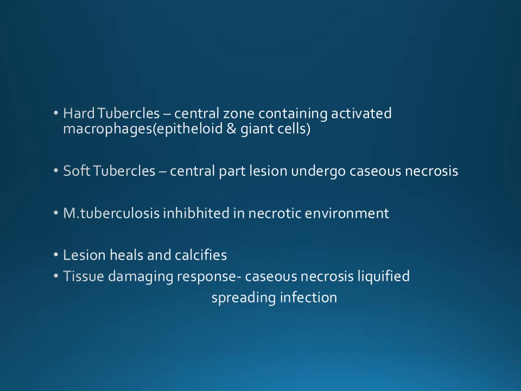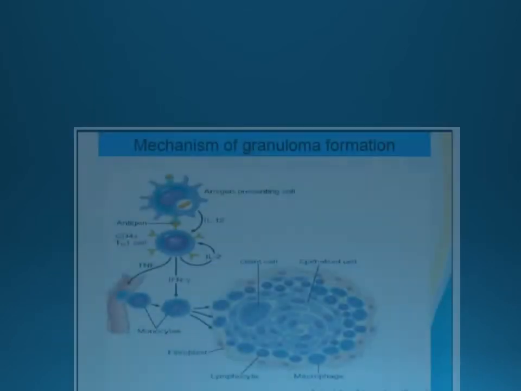The caseous necrosis, which we have seen in the soft tubercle, will get liquefied, and then this liquefied necrosis will enter the airways and spread the infection. Also it will come out as expectorant, that is the sputum. Humoral immunity, I have already told you, the antibodies are not protective.